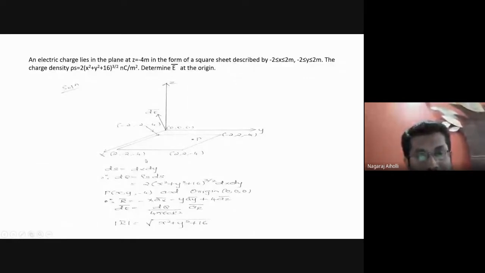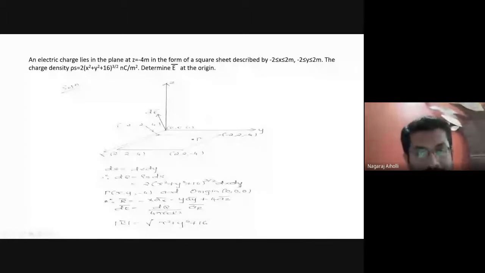ds is given by the area of the sheet. It is length into breadth, because it is a square sheet. ds is equal to dx into dy. Then dq is equal to rho s ds, because we know that surface charge density is charge per unit area, that is dq by ds. So dq is equal to rho s into ds. Rho s they have given, it is 2 into (x square plus y square plus 16) raised to 3/2, into ds, which is dx into dy.